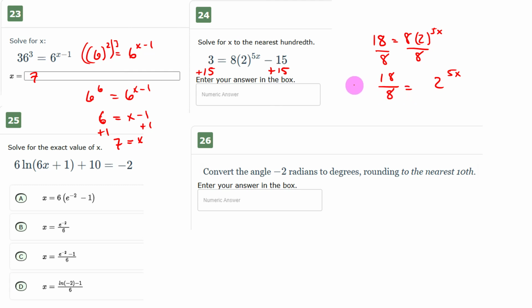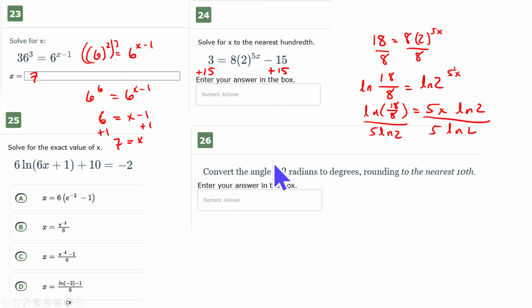I think Delta Math tells you to use log. I like using ln. Doesn't really matter. So this will come down. So we have ln 18 over 8 equals 5x ln 2. I'm going to divide by everything except x. And then this, throw in your calculator. I hope they'll accept to the nearest hundredth. Okay. Throw that in your calculator and you should get 0.233985. So it'd be 0.23.